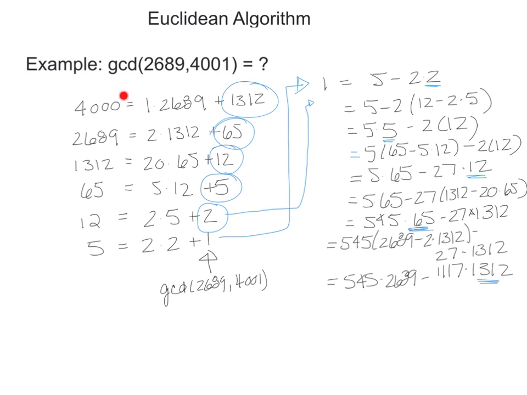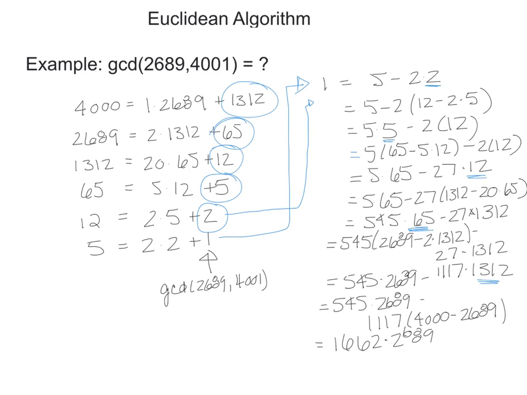And last, I am going to substitute 1312, which I see right over here, and I'm going to substitute this for it. So I am going to get 545 times 2689 minus 1117 times 4,000 minus 2689, which will give me 1,662 times 2689 minus 1117 times 4001. Again, that's my linear combination.